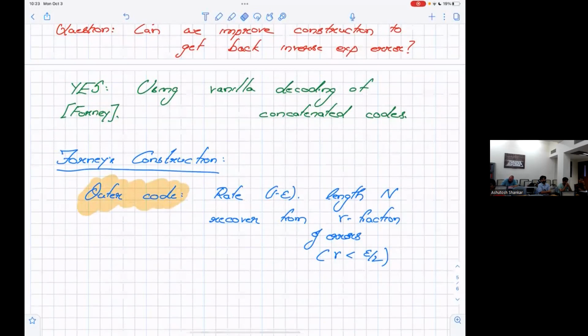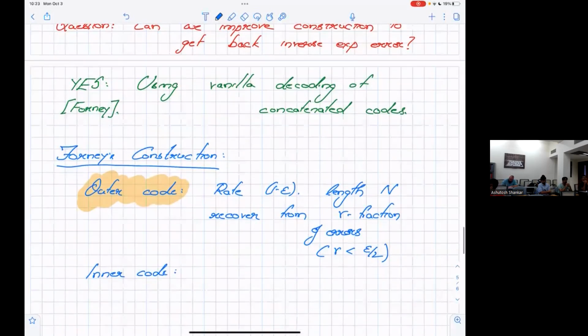Let's then do the inner code. The inner code will be, of course, Shannon. This could be, for instance, the outer code. This guy could have been Reed-Solomon, for instance.